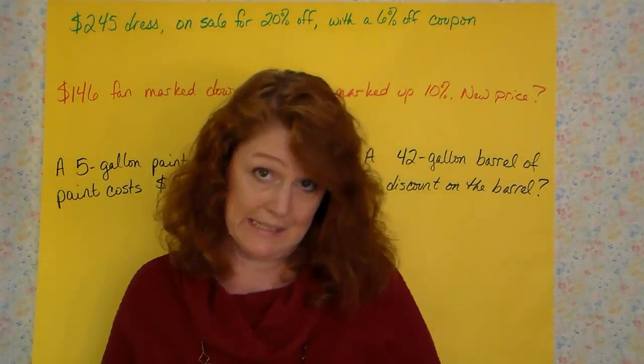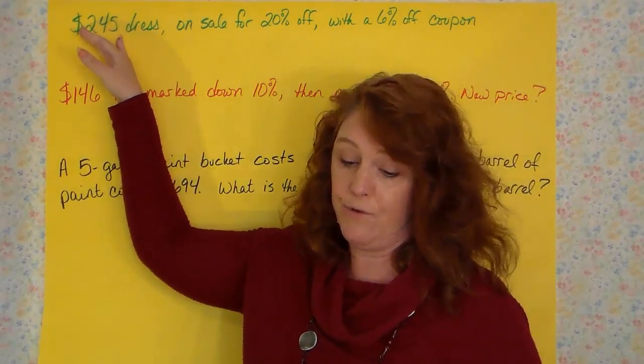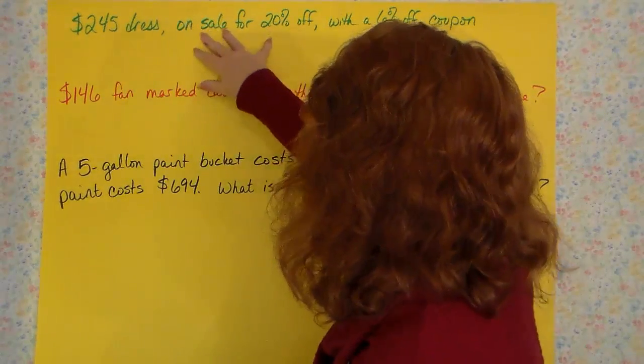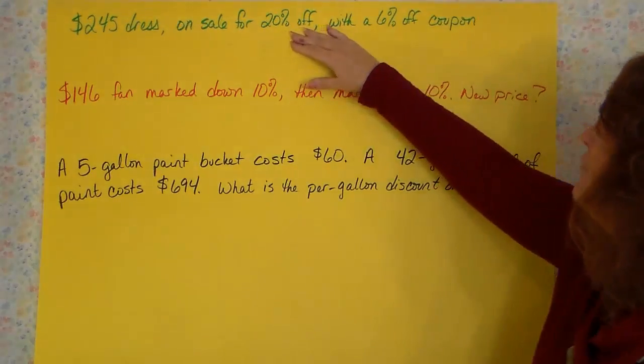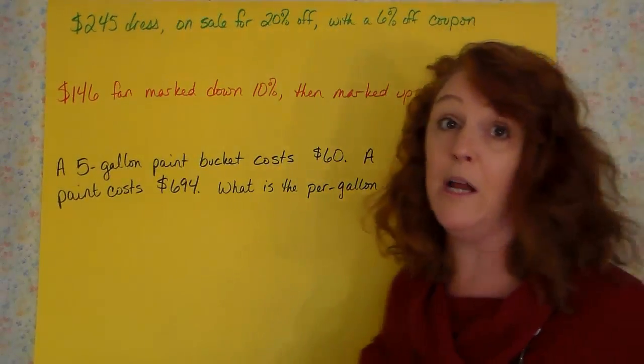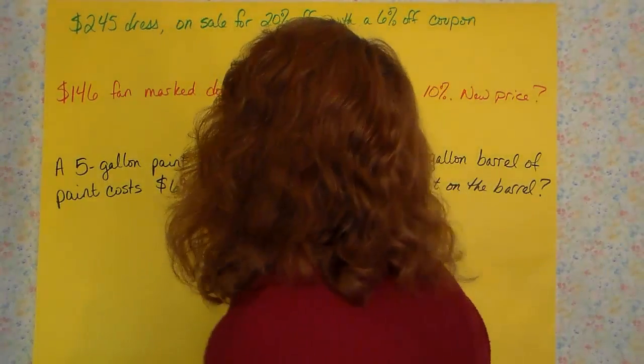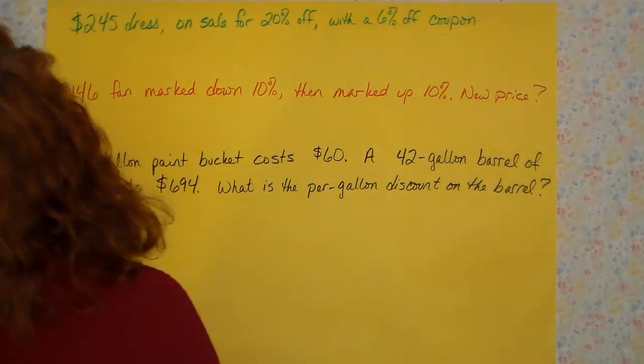What about multiple discounts? Let's say that there's a dress that used to sell for $245. It's on sale for 20% off, and then on top of that, you've got a 6% off coupon, and somebody's going to let you buy something on sale with a coupon, which is not reality, but let's say it is.